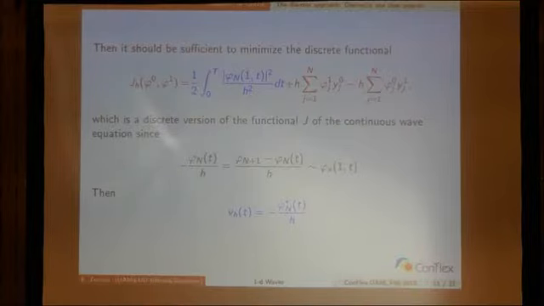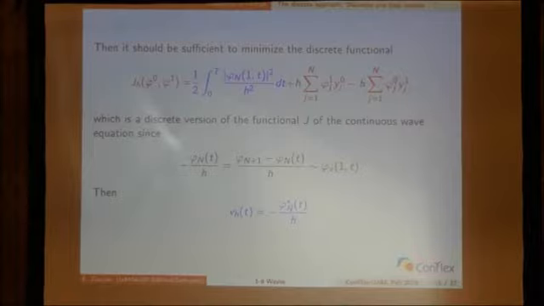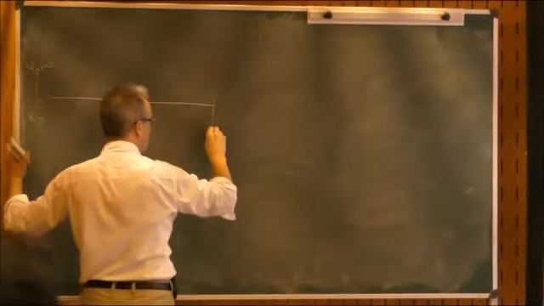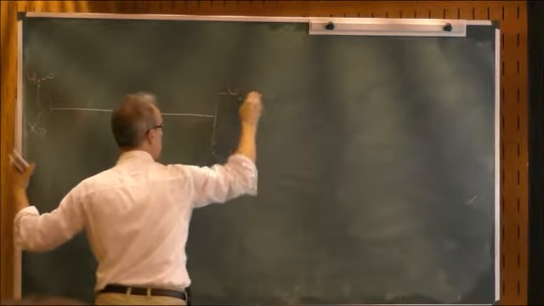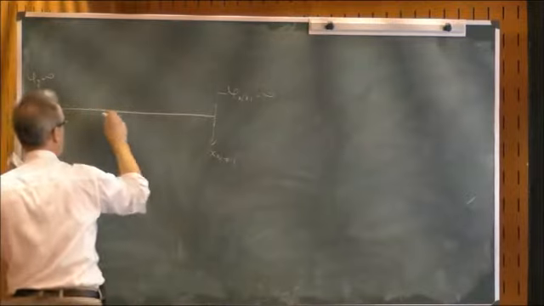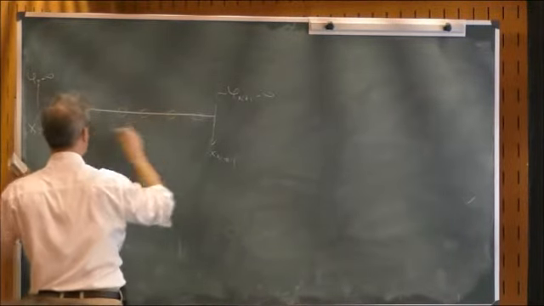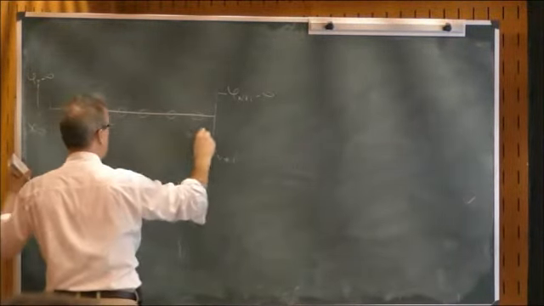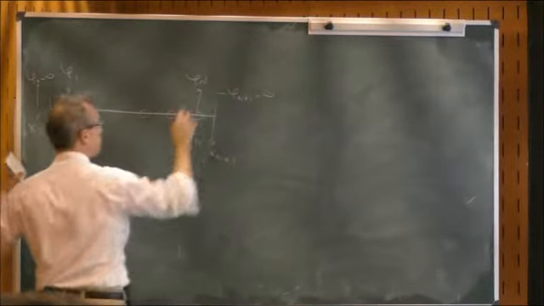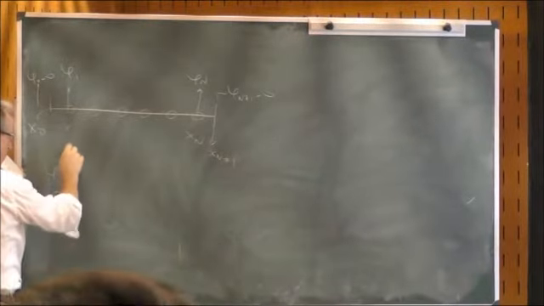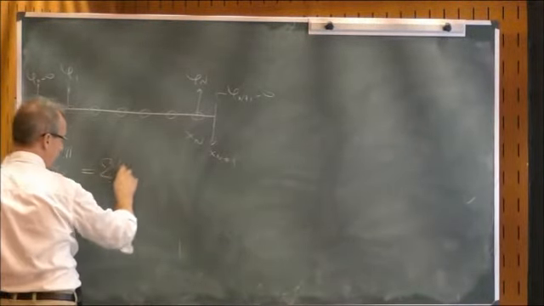Why is that? Well, this is the notation, so this is the string. This is the node x_0, and the displacement here, phi_0, is equal to 0. This is the node x_{N+1}, and the displacement here, phi_{N+1}, is equal to 0. And I have here all the internal nodes, x_1, ..., x_N, with displacements phi_1, ..., phi_N. And the wave equation has been written that way.